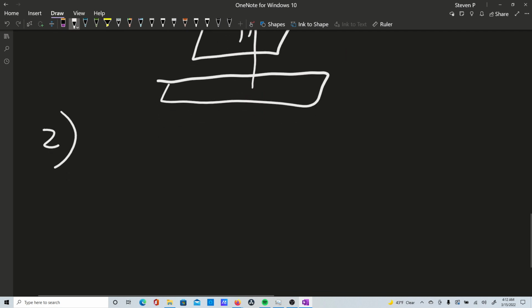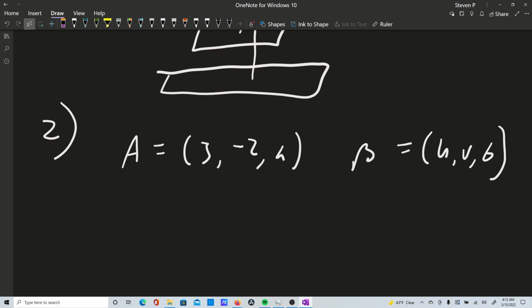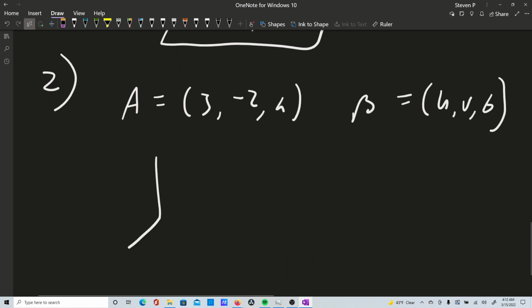Anyways, let's keep going. This next one's a little bit weird, but if you have 2 points, 3, negative 2, a, and u, v, 6. The deal here is that, okay, if you want to say that the line between them is parallel to the y-axis, right? So if this is x, this is y, and this is z, and this is point b, and this is point a, I guess.